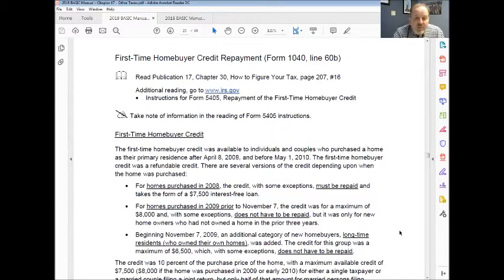Now, for homes purchased in 2009 prior to November 7th, the credit was for a maximum of $8,000, with some exemptions, and does not have to be repaid.